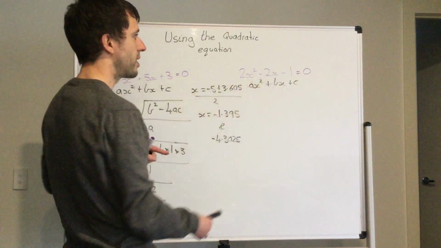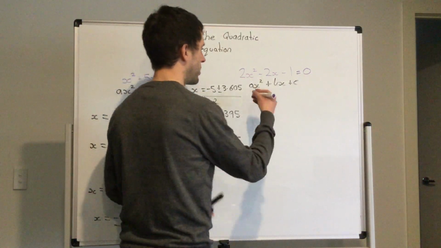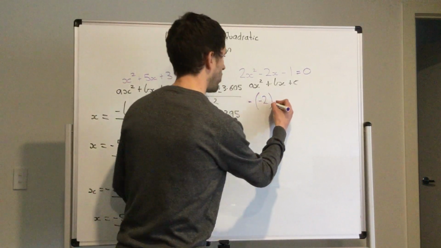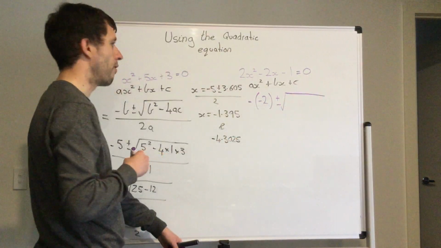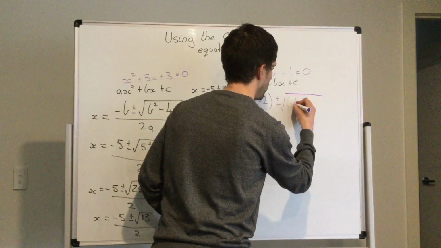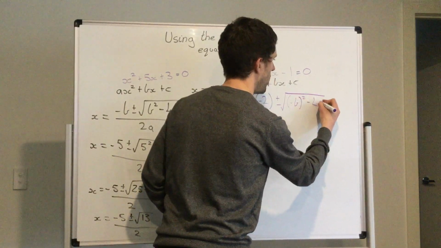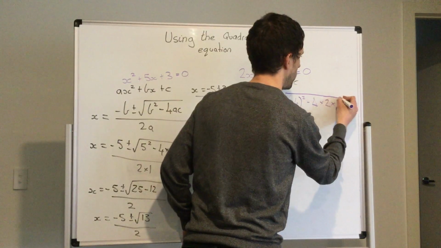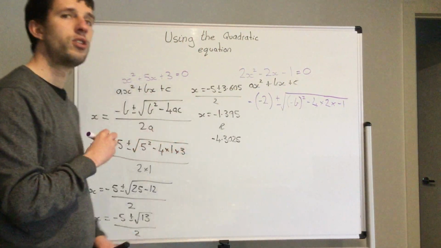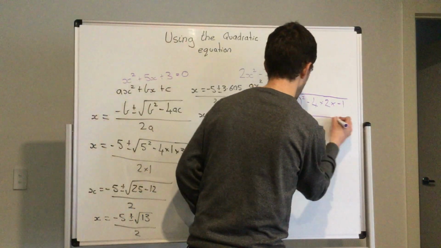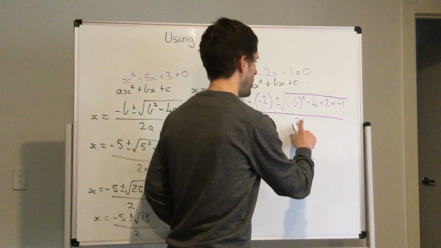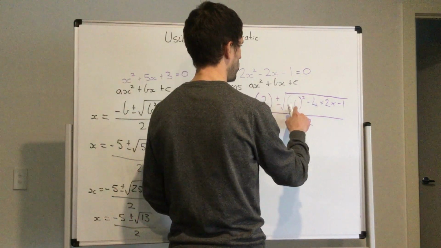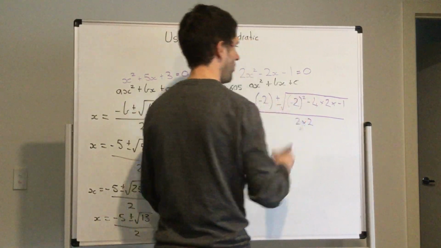So b is negative 2. I'll change colour so you can see. So negative 2. Then I've got plus or minus the square root of b squared minus 4 times a, which is 2, times c, which is negative 1. Divided by 2a. So A is 2, that's 2 times 2. Then I can simplify. I put b squared and I should have put 2 because it's negative 2.